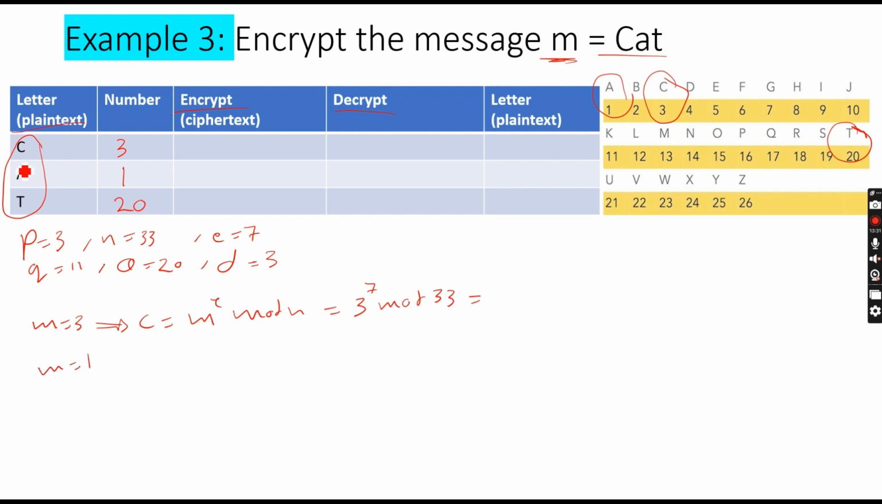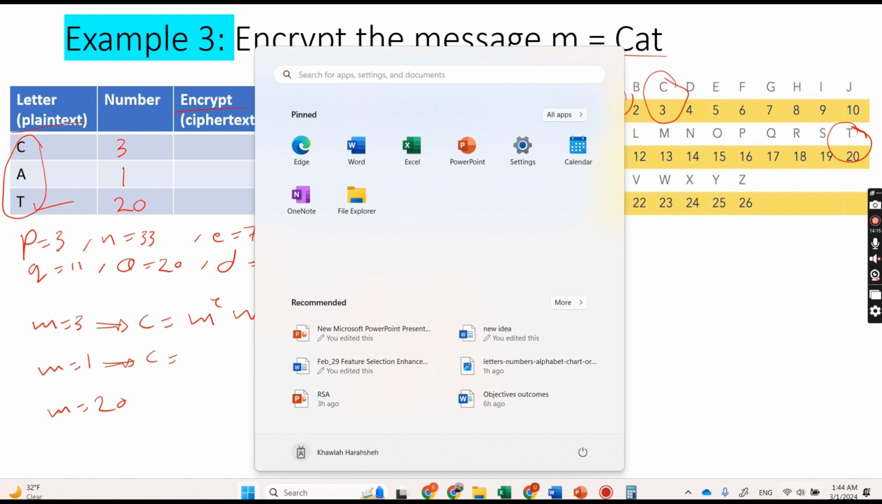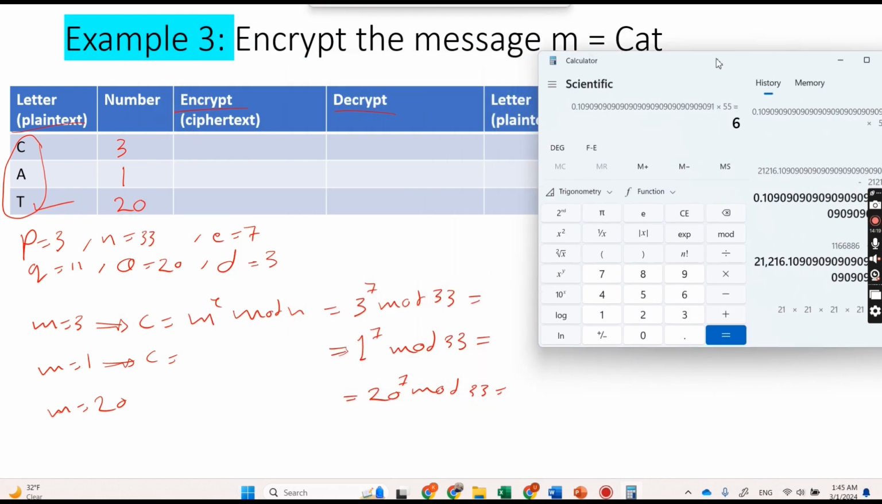So when the message equals 1, which is A equals 1, then the ciphertext will be 1 to the power 7 mod 33. And if M equals 20, which is letter T, the ciphertext will be 20 to the power 7 mod 33. So let's calculate all of those together.